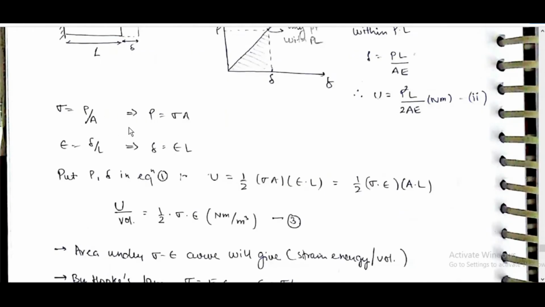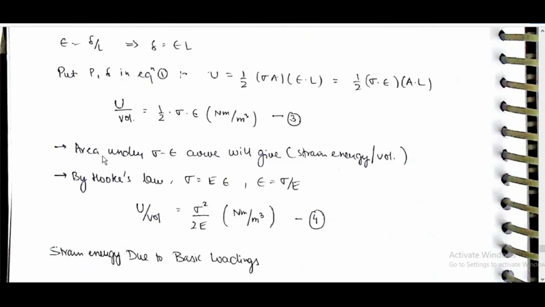Sigma is equal to P by A, P is equal to sigma A, epsilon is equal to delta by L, delta is equal to epsilon L. Put P, delta in equation 1, U is equal to half sigma A into epsilon L is equal to half sigma into epsilon into A into L. Strain energy per unit volume is equal to half into sigma into epsilon, Newton meter per meter cube. Area under the sigma-epsilon curve will give strain energy per unit volume.